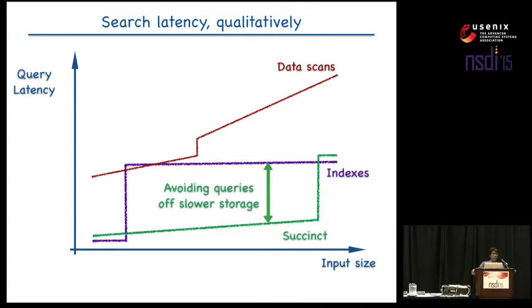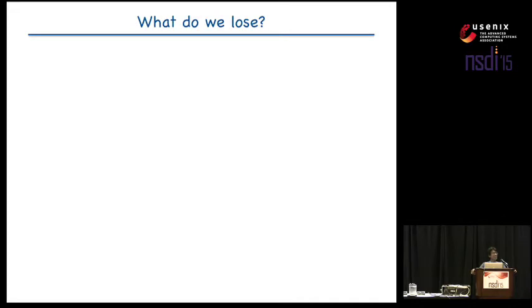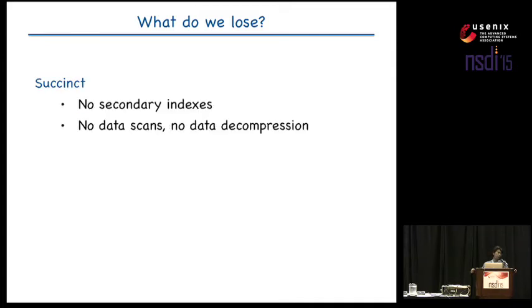So to the most important slide, the question is, what do we lose? Okay, hopefully you're impressed by now. So I have to tell you, what do we lose? No secondary indexes, no scans, no decompression. You must be crazy. No, actually not. We lose quite a lot.